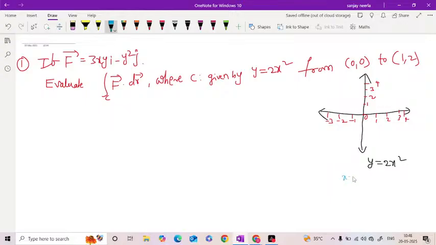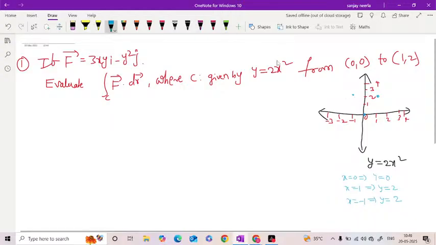That means assume x is equal to 0, we will get the y value 0. It is the first point. Next, assume x is equal to 1, we will get the y value is 2. X is equal to 1, y value is 2. This is the point. And assume x is equal to minus 1, y is also 2. So that means this is our curve.